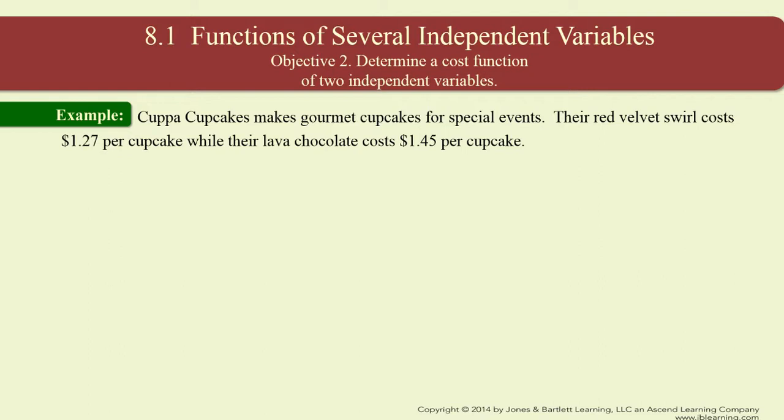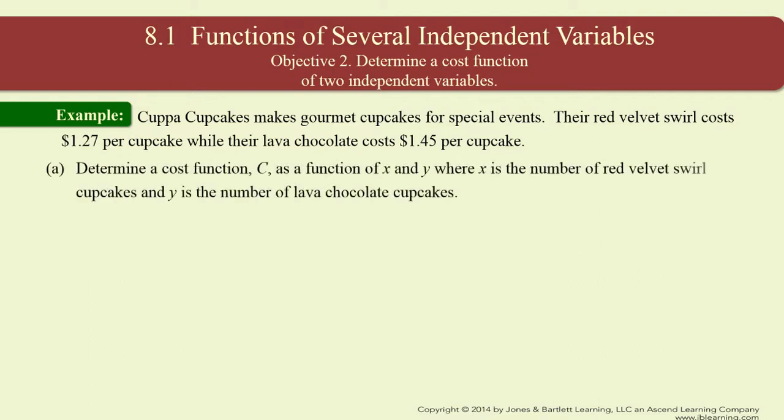So this establishment called Cuppa-Cupcakes makes gourmet cupcakes for special events. Their red velvet swirl costs $1.27 per cupcake, while their lava chocolate costs $1.45 per cupcake. Part A, we're going to determine a cost function C, a function of x and y, two independent variables, where x is the number of red velvet swirl cupcakes and y is the number of lava chocolate cupcakes. See, it seems kind of natural.